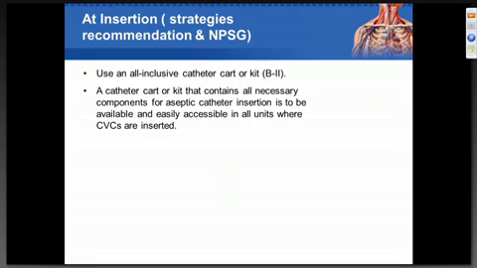Use an all-inclusive catheter cart or kit, one that contains all the necessary components for aseptic catheter insertion. It should be available wherever catheters are inserted. Why? Because every time you walk away from the patient bedside to get another kit or another component, you are potentially and exponentially increasing the risk of infection. The classic example: when the surgeons are operating in the operating room and the nurse is giving them the procedure, they don't step out of the room for every single thing. They have everything there. So it's very important to use a catheter kit which has everything in it.